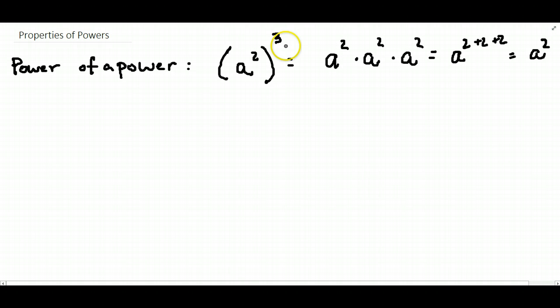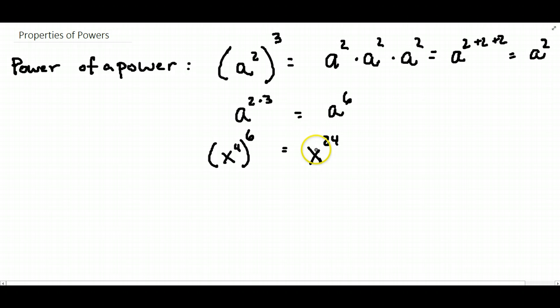But you can also do this by multiplying your exponents together. So you have a raised to the 2nd power times 3. So that's a raised to the 2 times 3, which is a to the 6th. Same thing. Or if you have x raised to the 4th power raised to the 6th power, the same thing as x to the 24th power.